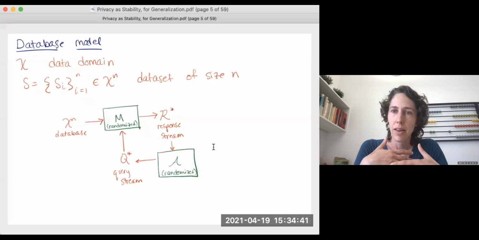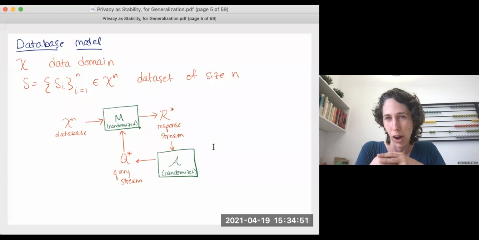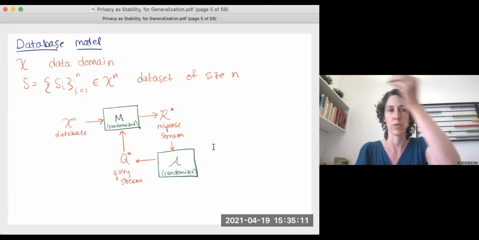And for our conversations today, we'll want to think about where these queries are coming from. And we'll model these queries as coming from, depending on the vocabulary you like, either an analyst or an adversary, but conveniently they both start with A. So a scripty A is going to be something that observes the stream of past responses and generates the new query. So the analyst generates a query, the mechanism returns a response. The analyst generates a query, the mechanism returns a response. And this is the interaction that we'll be looking at.